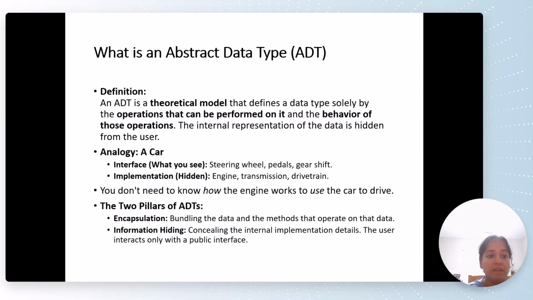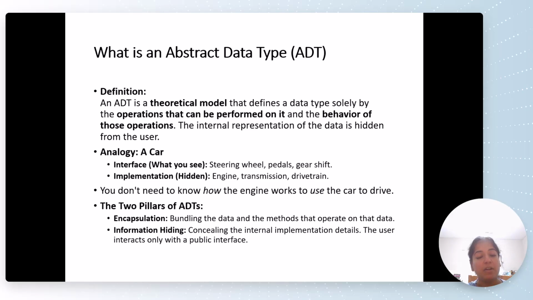For example, if you take an analogy of a car, the interfaces provided to you are the steering wheel, pedals, gear, these. But to drive a car, you do not need to understand how the engine works, how the transmission works. So you do not need to go into the implementation details. You just use the features provided by it. You just use the behavior and the operations provided by it, but you do not need to take care of how these operations are implemented.